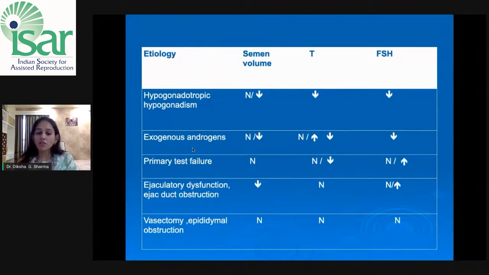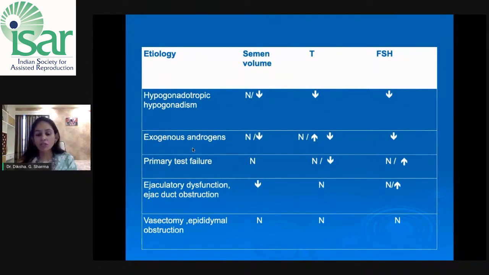In case of primary testicular failure, the semen volume will be normal, while the testosterone levels will be low and the FSH levels will be high, because primary testicular failure means hypergonadotrophic hypogonadism. Because the testis is failing, the FSH is secreted in more amounts to stimulate the testis to produce more sperm, so the FSH will be high. And despite that, the testosterone levels will be low, especially in cases of advanced failure. Though all the hormones can even be normal in cases of primary testicular failure.